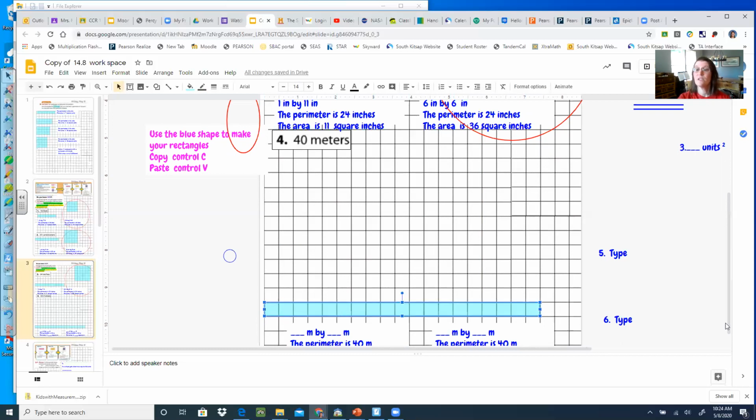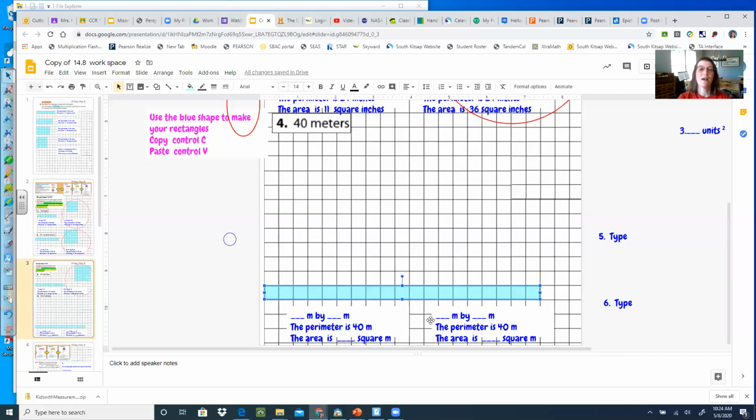So we just said that that was a 1 by 19. So 1 times 19 for the area, for length times width. So that is going to have an area of 19 square meters. So now I'm going to copy paste, Control C, Control V. So for the other guy, I need to think, what's half of 40? That would be 20. Now what are two numbers that add to 20?